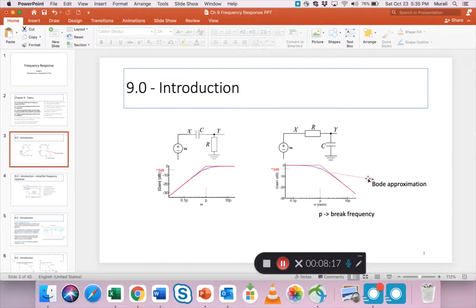Now, in a chapter on frequency response, we were introduced to the idea of the Bode plot, right? The Bode approximation. So what the Bode plot helps us to do is, at a certain frequency called the break frequency, we create two straight lines, right? One horizontal and another one at a certain slope. What is the slope? That slope we know is minus 20 or 20 dB per decade. That means if you plot this as a logarithmic scale, and if this point is 10 times this point, right? This point is 10p, this is p.